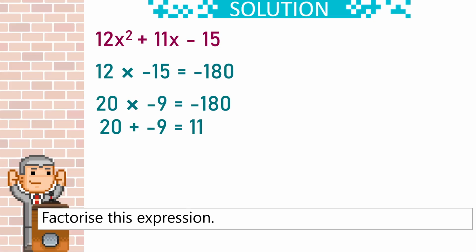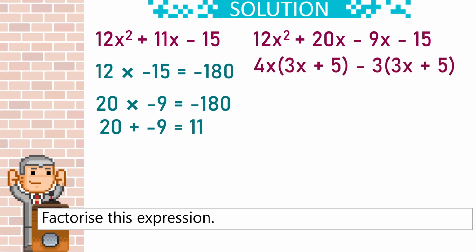Each of those work. So we're going to rewrite the question, but instead of plus 11x, it's going to be plus 20x minus 9x. Then we're going to linearly factorise the first two terms and the last two terms. So 12x squared and 20x both have a 4x we can divide out. And minus 9x and minus 15 both have a minus 3 we can divide out. Now be really careful with that second bracket, because when you divide out minus 3 from minus 15, you're left with plus 5. The two terms outside the brackets, the 4x and the minus 3, come together to make the first bracket, and the repeated bracket at 3x plus 5 make the second bracket.